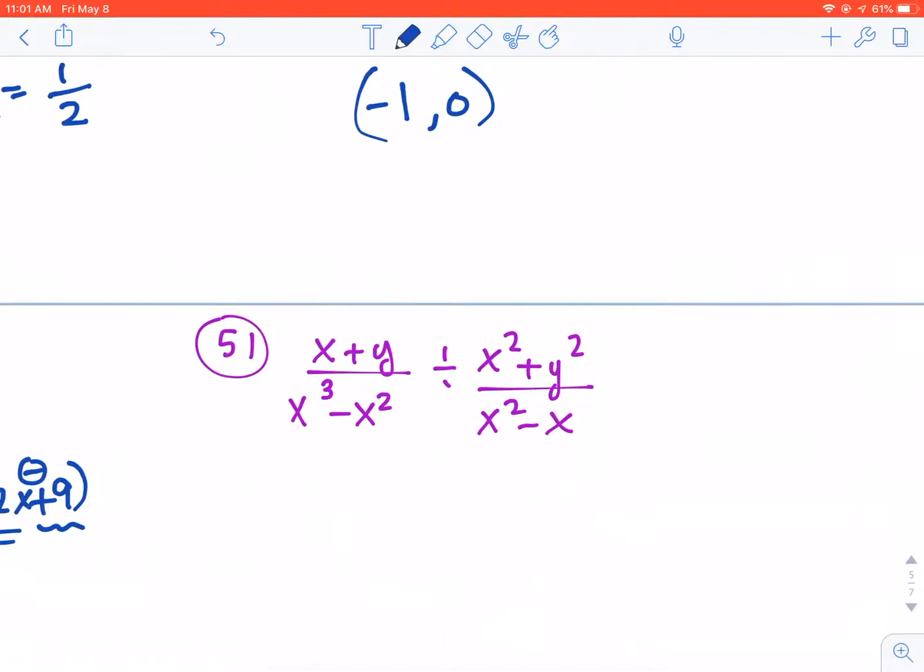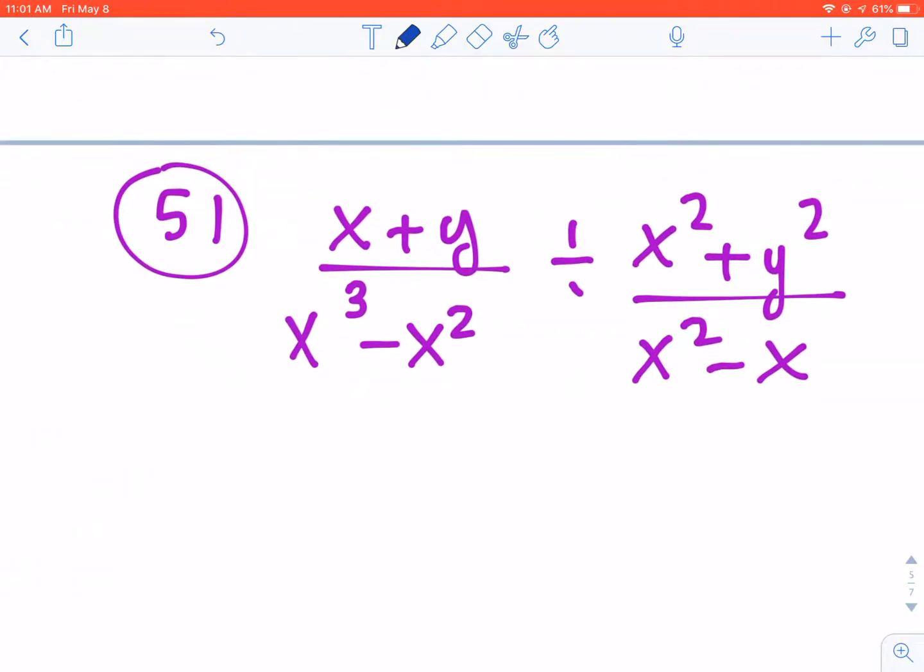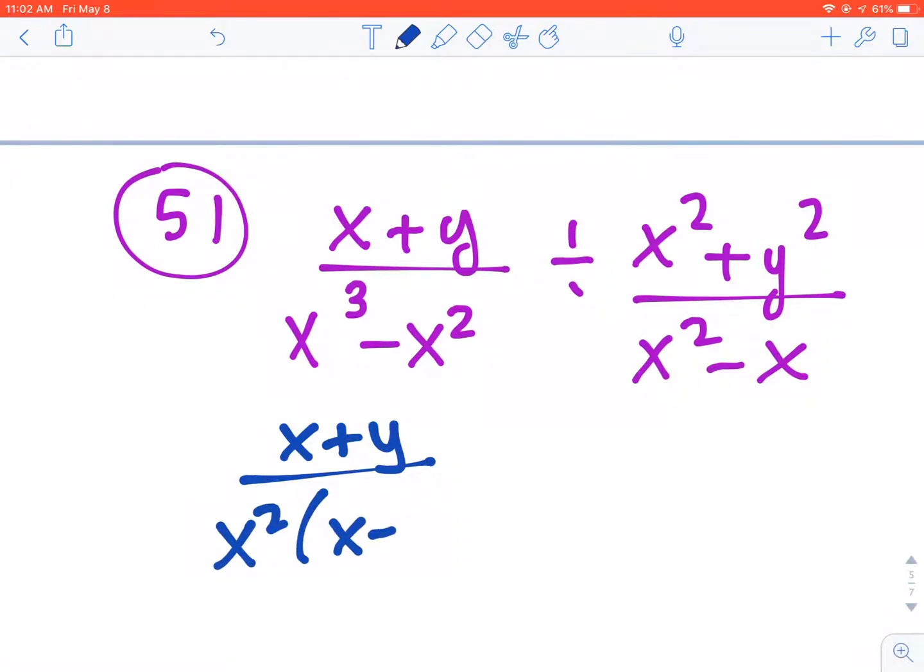All right, this one, this is way back at the very beginning. We're going to factor, and then because it's divide, we're going to flip because we multiply by the reciprocal. So the numerator doesn't get to change. The denominator, I notice they both have an x squared in them. I'm going to factor that out, and I get x minus 1. Now I'm going to multiply and flip in the same step. So now I'm going to do the denominator.